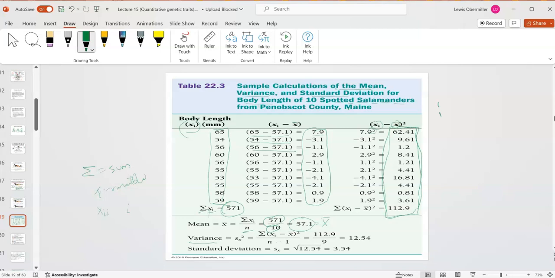We need to do that to get variance. We add them all together. We get 112.9. This is the sum of body length minus the average body length, right? That's what the x-bar means. We square that to get variance. So we get 112.9. These are all squared values. We divide it by 9. Now, this is weird, right? Like I just told you we divided by 10.